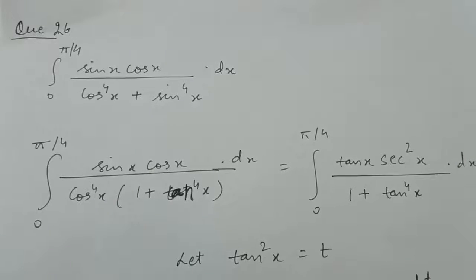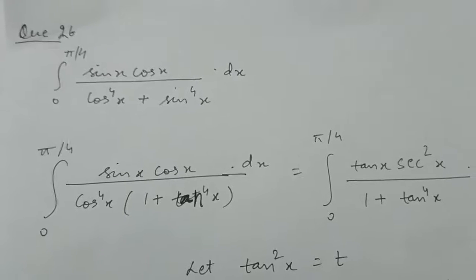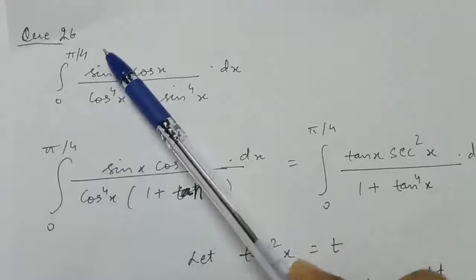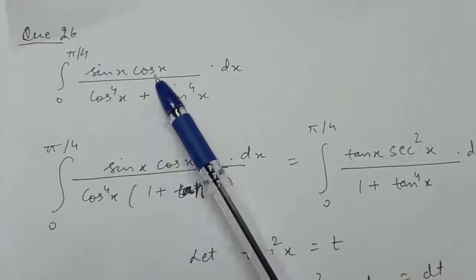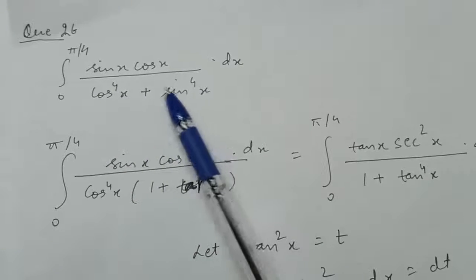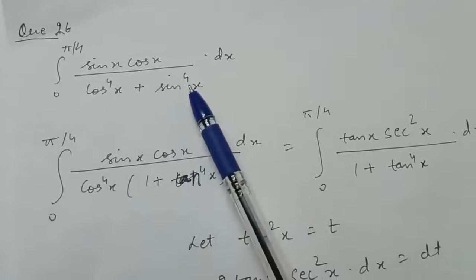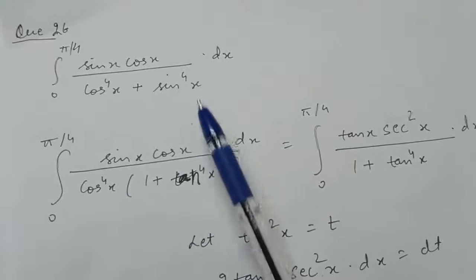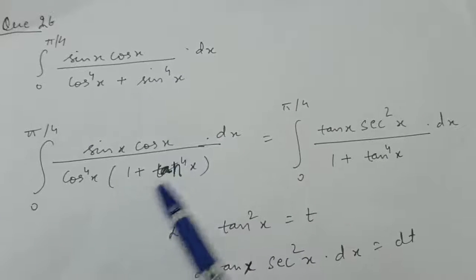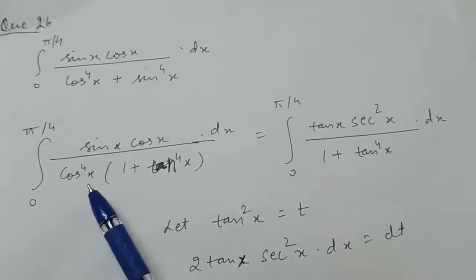Now question number 26 is the integral of sin x into cos x upon cos x raised to the power 4 plus sin x raised to the power 4, and the limits are from 0 to pi by 4. Now see, to solve this integral, take out cos x raised to the power 4 common from both of these terms. So you will get 1 plus sin x upon cos x whole raised to the power 4, which is tan x raised to the power 4. Right? Now cancel one cos x, so you will get sin x upon cos cube x.